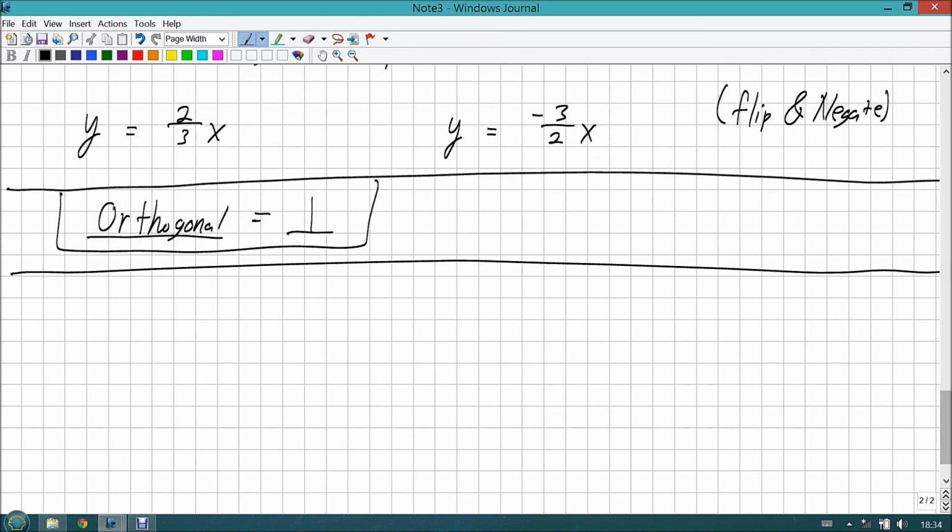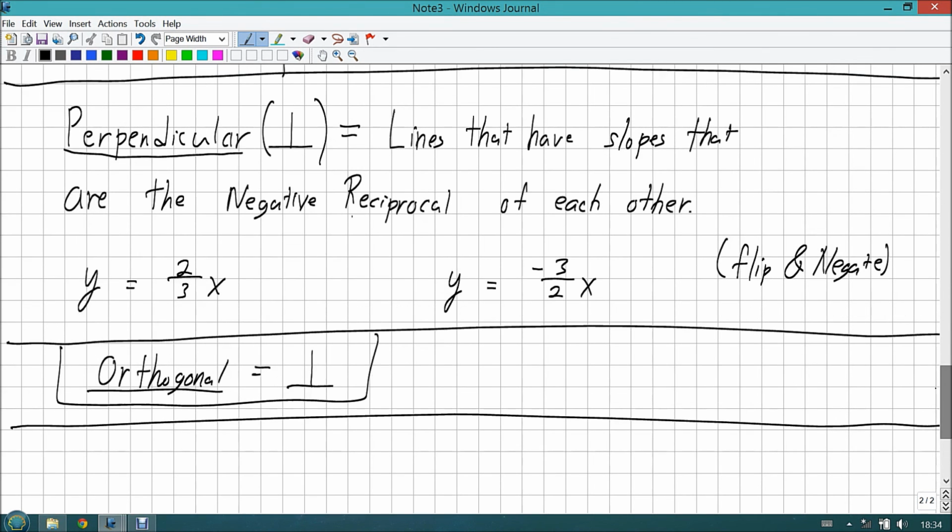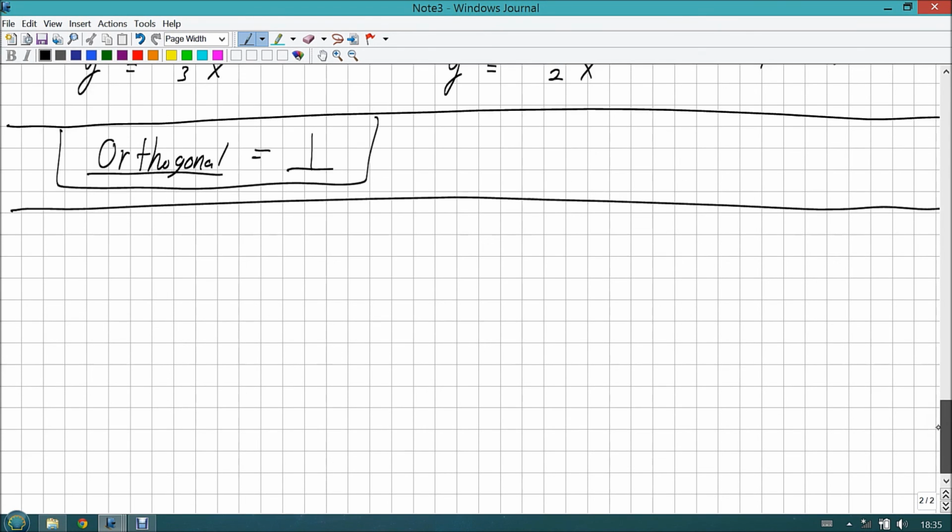Also, why I really hate opposite is because people want to say that these are the opposite slopes of each other. They're not the opposite slopes of each other. They're the negative reciprocal of each other. It's like, what's the opposite of 4? Negative 4. No, 1/4. What's the opposite of 4? 1/4? No, negative 4.